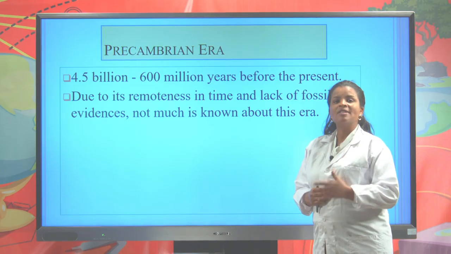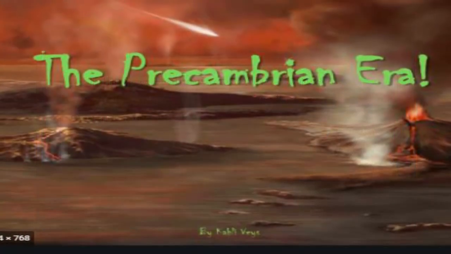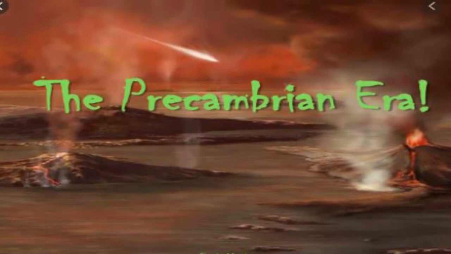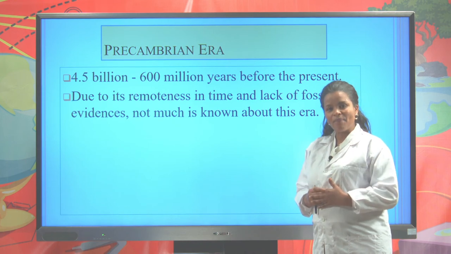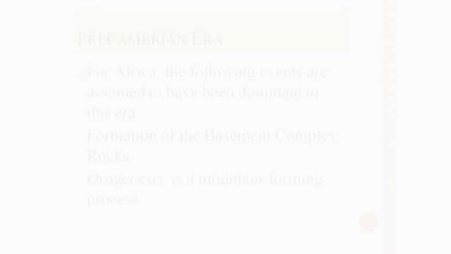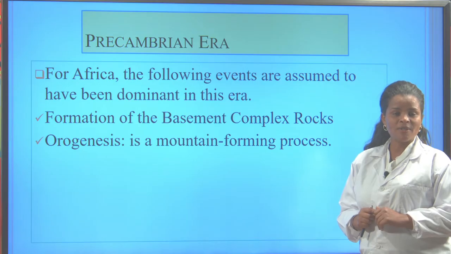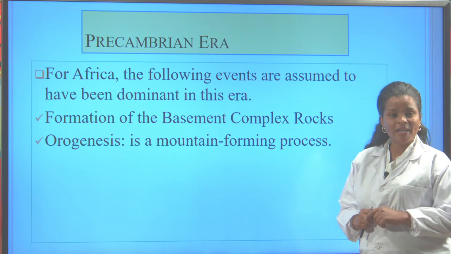Let us see the age of Precambrian era. It is 14.5 billion up to 600 million years before the present. Because of the remoteness of the time, there is no full information about Precambrian era. But orogenesis and basement complex rock formation happened during this era. Orogenesis means mountain forming process. And formation of basement complex rock, that is Precambrian rock.